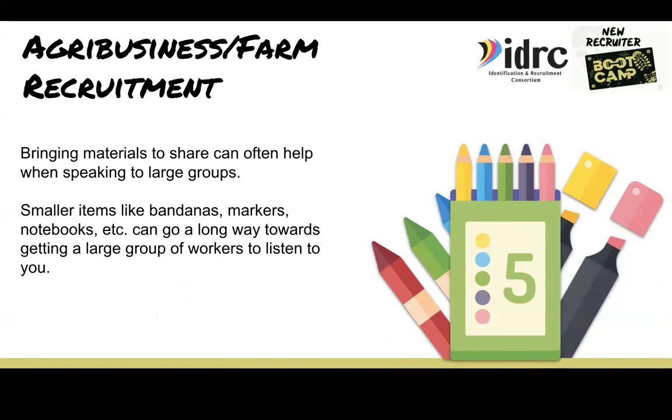The materials don't have to be anything big. Oftentimes it can be small things such as a pack of markers. Bandanas are huge. Bandanas go a long way of building up relationships with migratory workers. Notebooks also are really, really helpful. People want to use them to be able to write. All these things are small things that you can hand out on site in order to help get these large groups to pay attention to you.